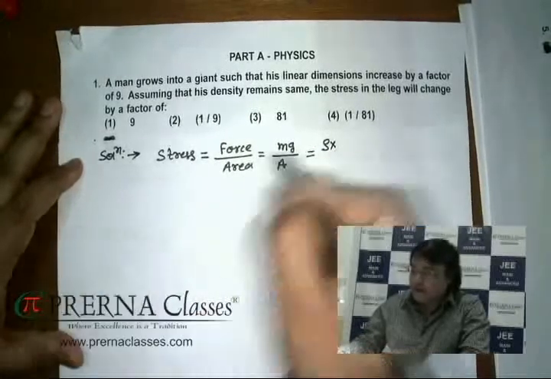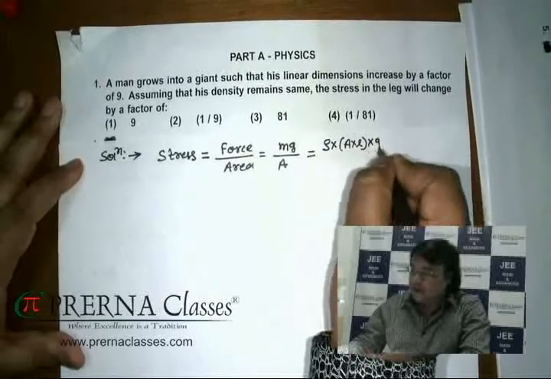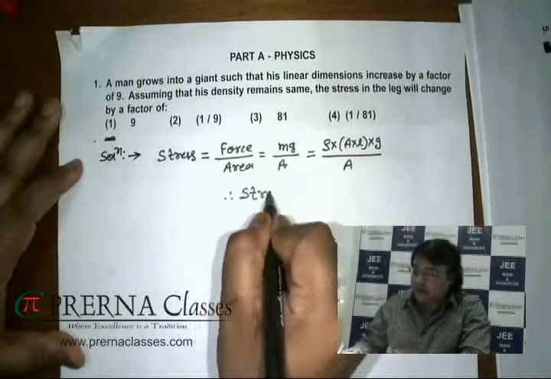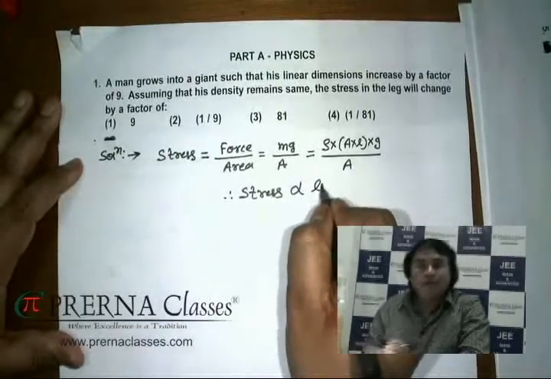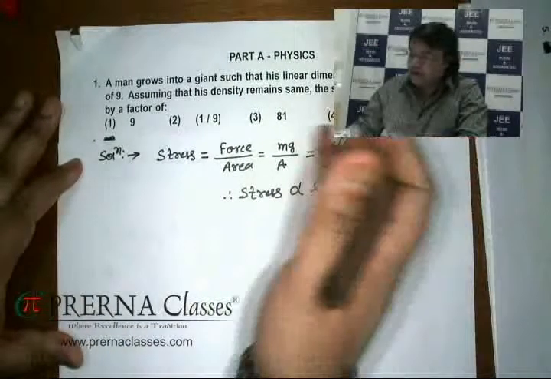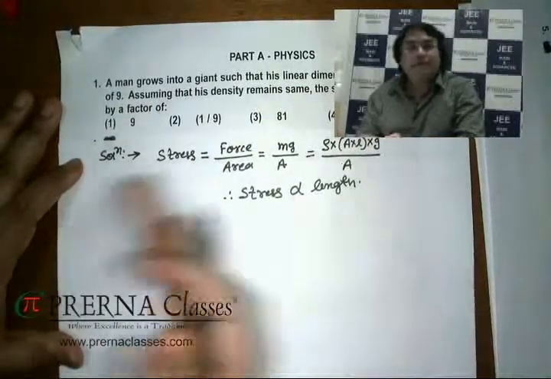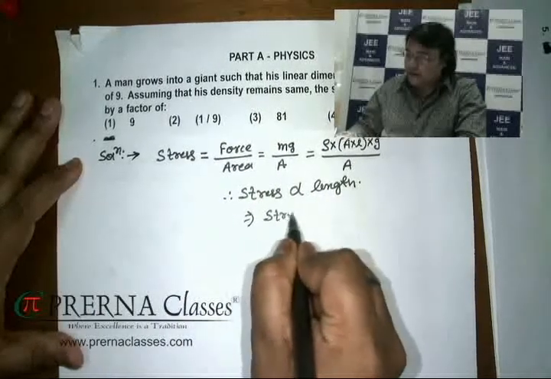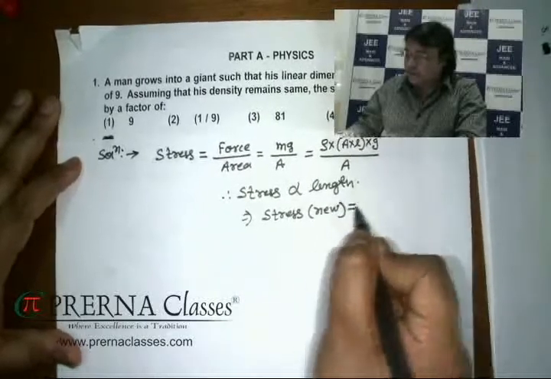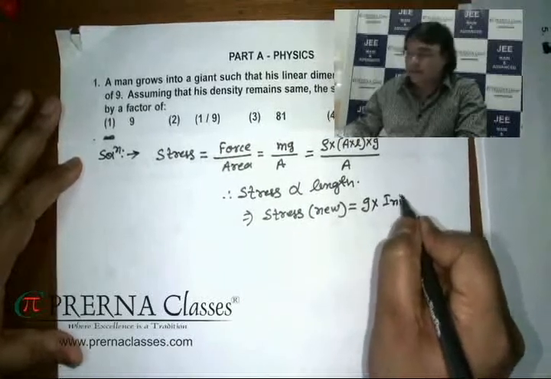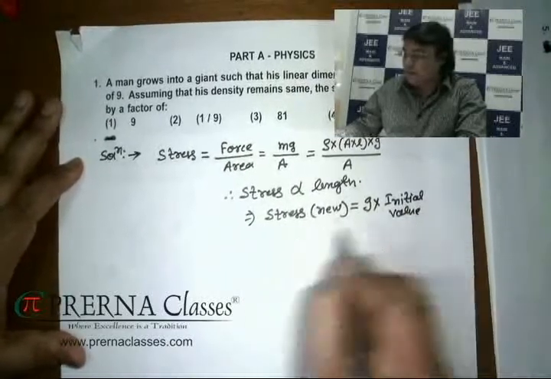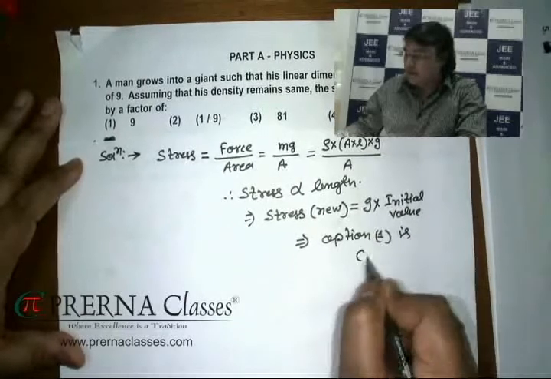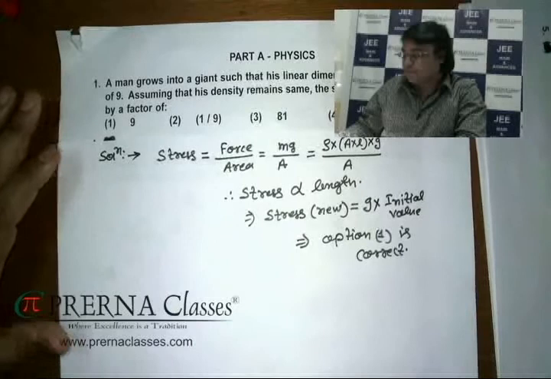Now what would be the value of mass? If you rearrange it, then density into volume, and volume is written as A into L into g divided by A. Okay, so area will cancel out, so clearly you can say a stress here is directly proportional to length. Since linear dimension increases by a factor 9, so you can say stress increases by a factor 9. That implies new stress is equal to 9 times of the initial value. So that implies correct option is 1. Option 1 is correct. Okay?